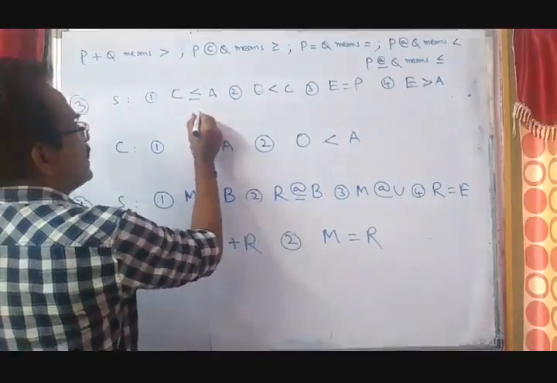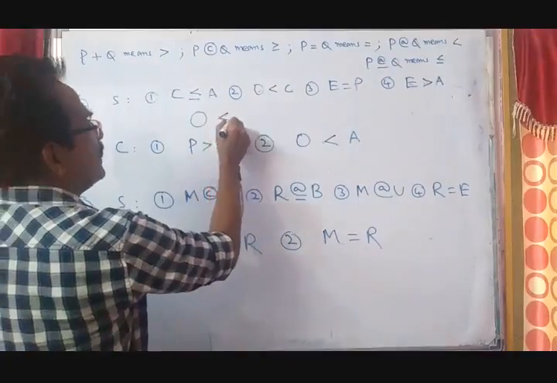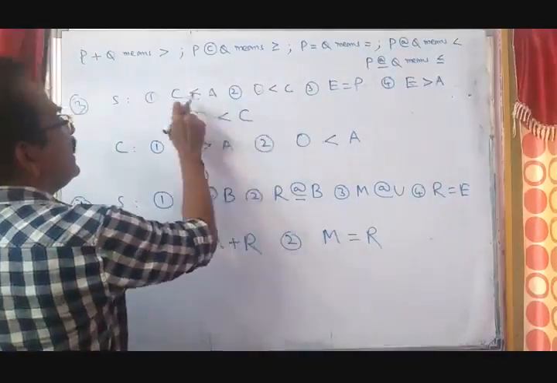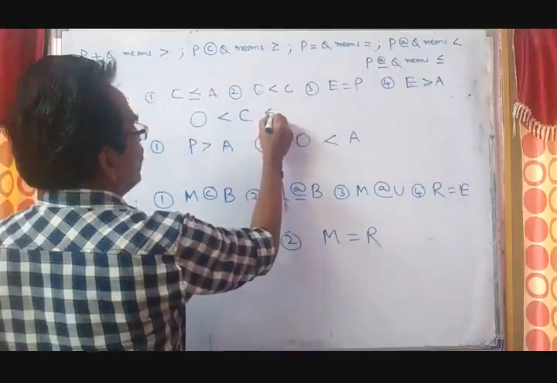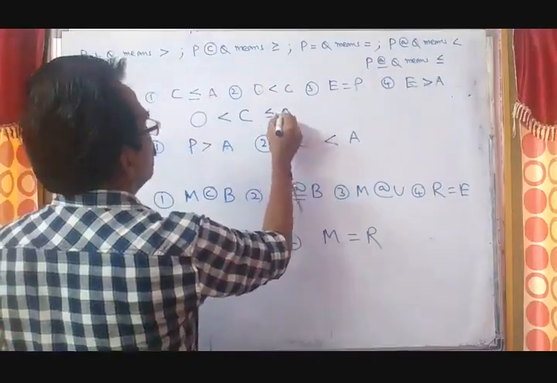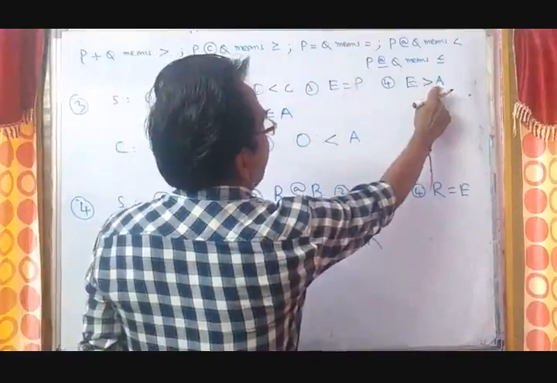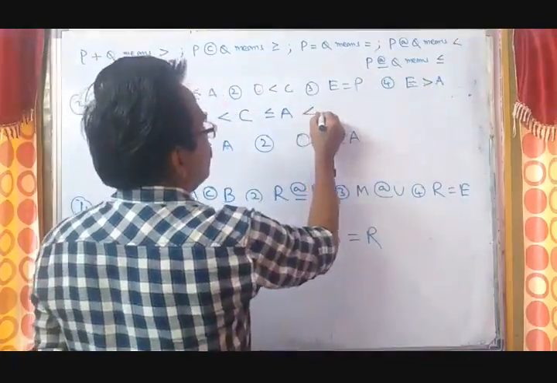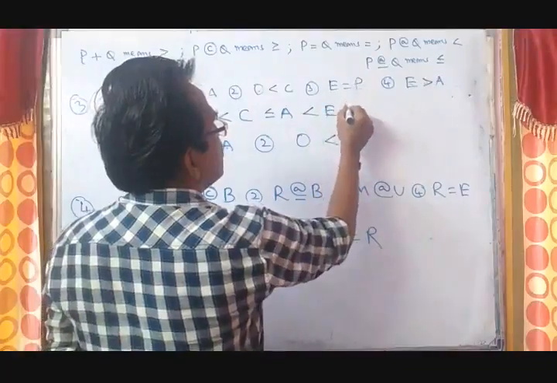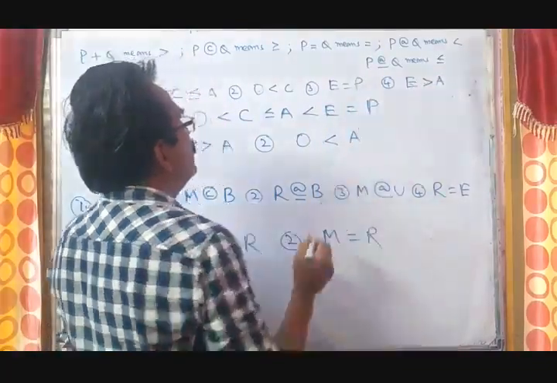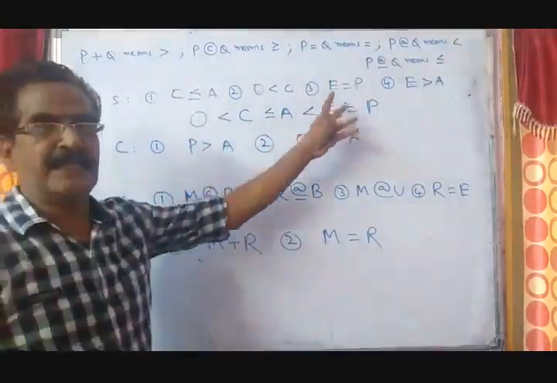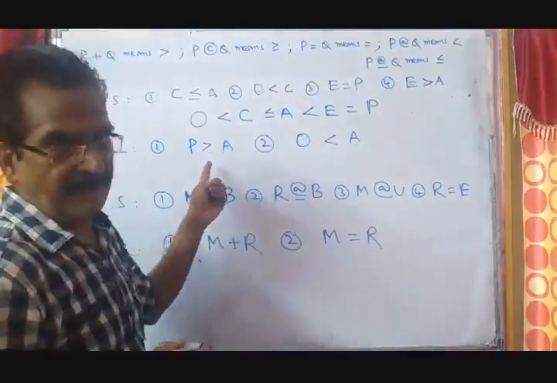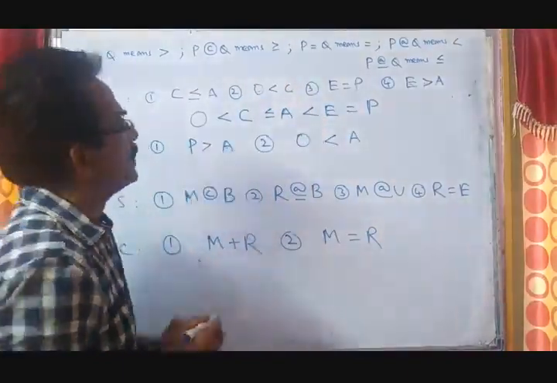O less than C. C less than or equal to A. A less than E. E is equal to P. So this is the statement line. Now you can verify the truth of the conclusions.